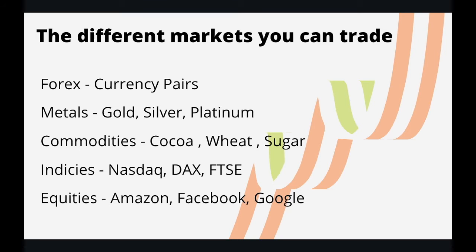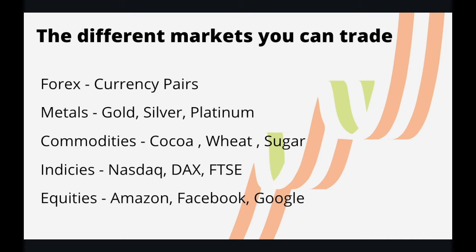The next one is metals. So this can be gold, silver, and platinum, also including palladium as well in some brokers. In this, you will actually be trading the price of gold, silver, and platinum against either the dollar, the pound, or even maybe your local currency. Here you'll be trading that the price will either go up and go down, and if your speculation is correct, you will make money in the process.